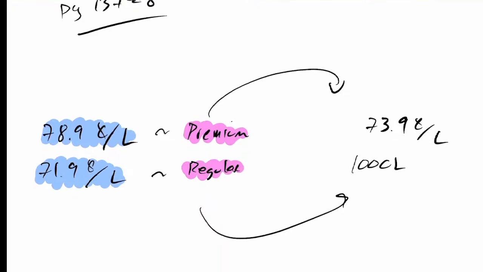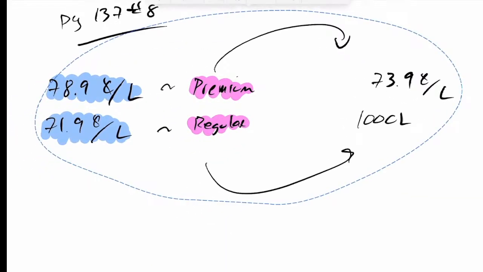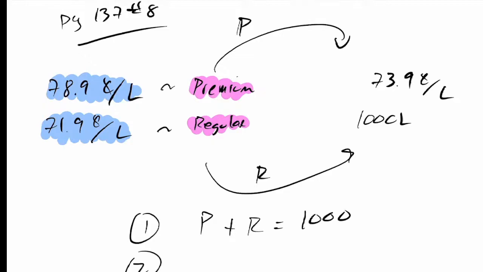All right, continuing here, if I go to solve this, I can mix this together with two different variables. I can let P be my premium gas and R be the regular gas. Right away I know the premium gas plus the regular gas adds up to 1,000. And for my second equation, I want to get this price to come out.